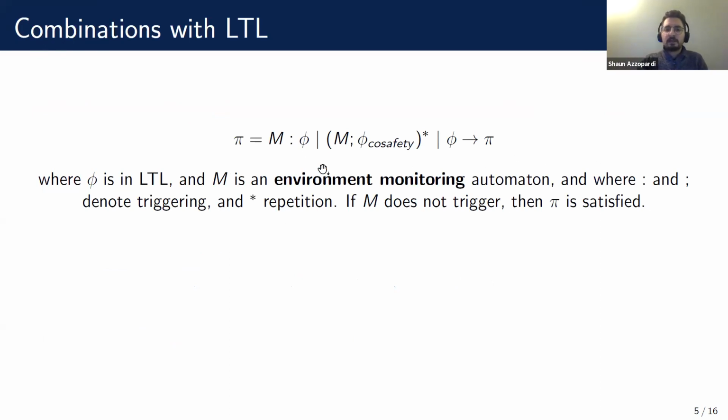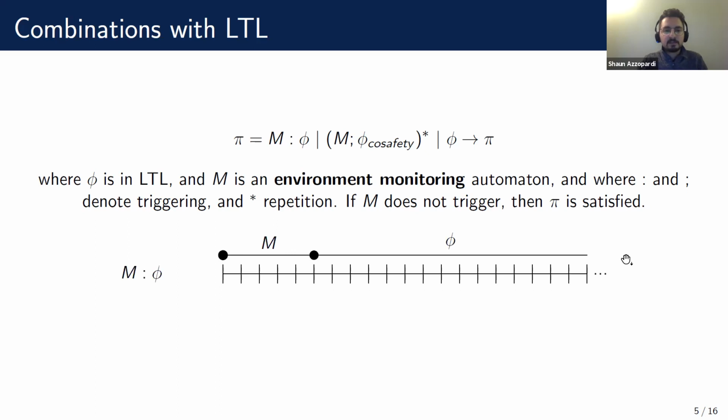So for the first modality, for the simple trigger, the monitor can trigger an LTL formula. For the repetition, the monitor can trigger a co-safety LTL formula, and this can happen repeatedly. And we are also allowing some environment assumptions on this formula in the form of this implication. Something to note is that the monitor does not output. It only monitors the environment propositions. And if the monitor does not trigger, then pi is trivially satisfied, since if it does not trigger an obligation, then there are no obligations to satisfy, and we are okay.